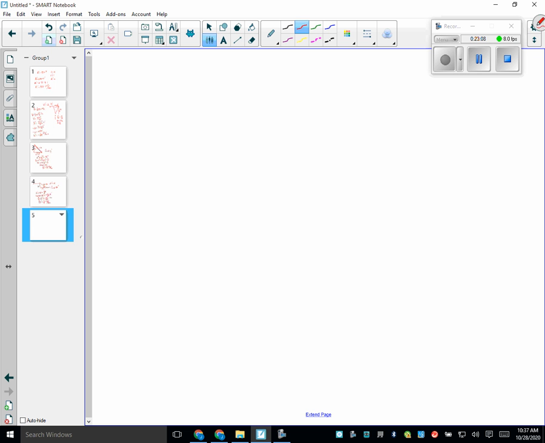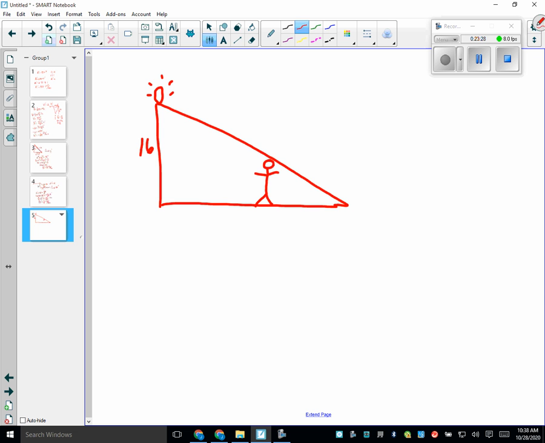Okay, we have a light that is 16 feet tall. This man is 6 feet tall. We're going to let this part be x, and this part is his shadow, s. x is how far he is from the light, s is his shadow. Isn't that where the shadow would be?